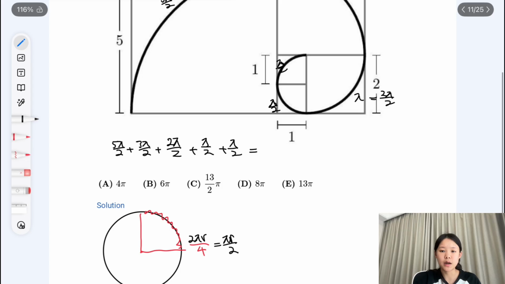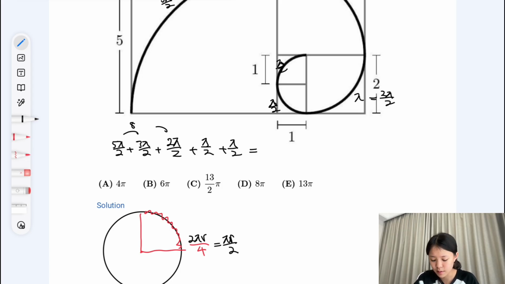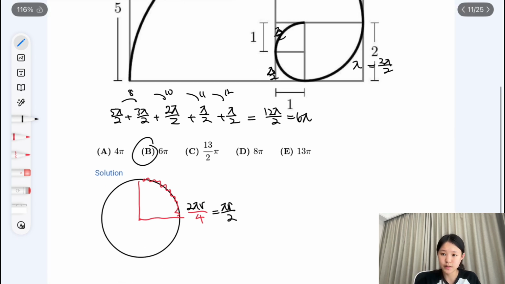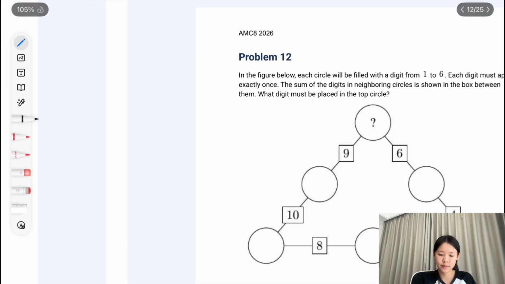So that all comes down overall, if you count it up, this is like 8, 10, 11, 12. Comes down to 12 pi divided by 2, which equals 6 pi. And so we know that the final answer should be B, and that is the overall length of this curve.